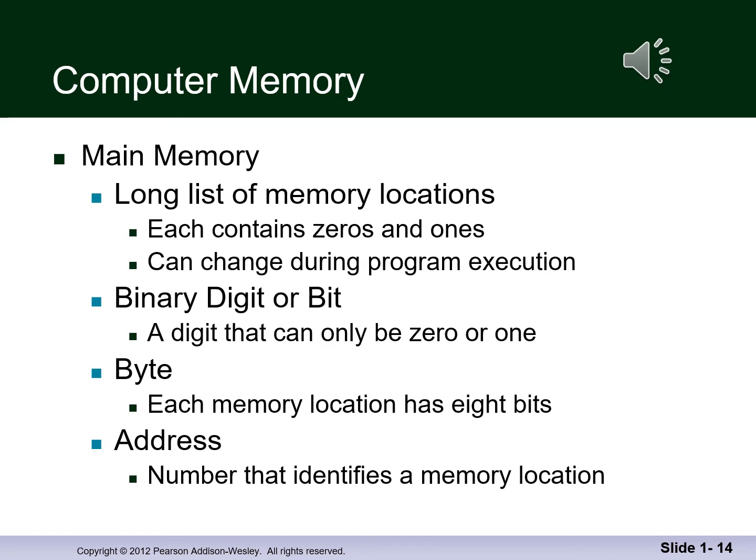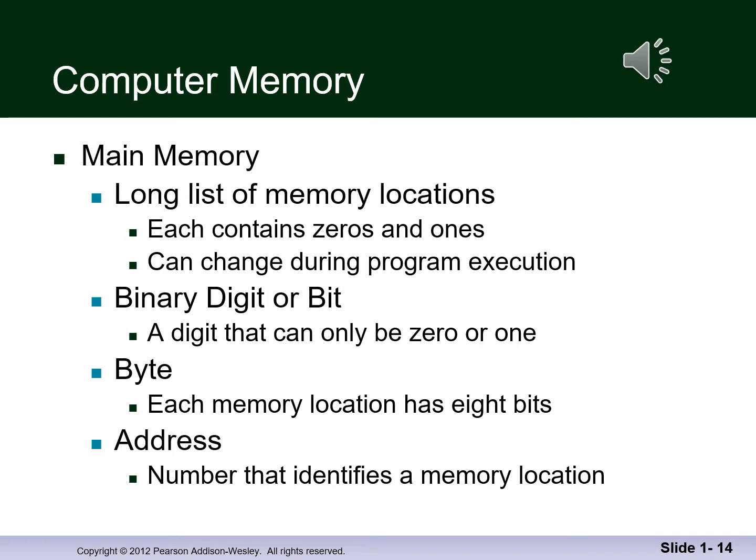Main memory is a long list of storage locations. Each contains just a 0 or a 1. At the end of the day, the processor only handles 0s and 1s, which are called binary digits. A binary digit is the smallest piece of information that a computer understands, and it is a digit that contains either a 0 or a 1.